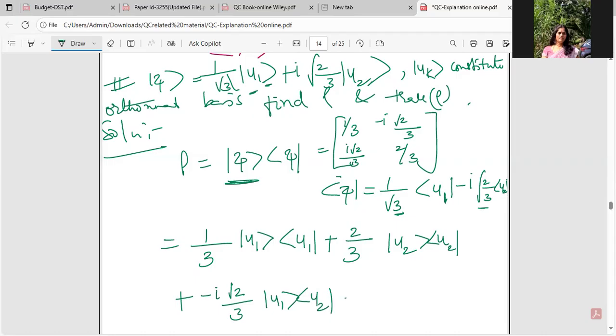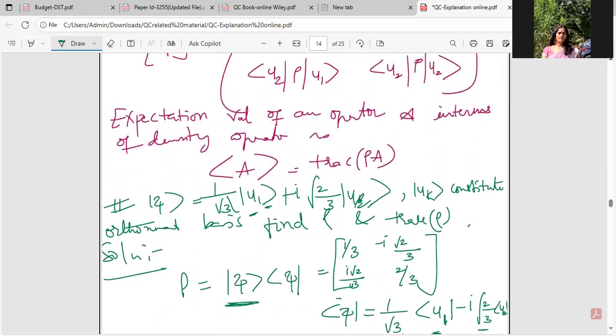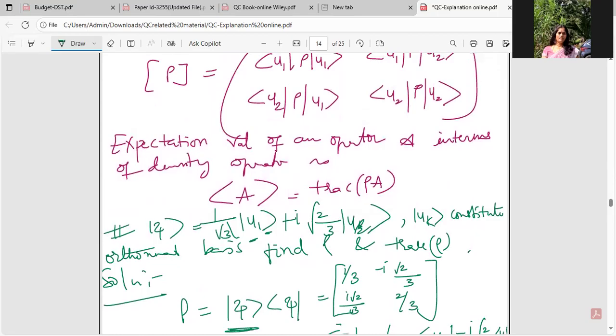Okay, next this one into this value would give me the same thing again, plus i root 2 by 3, the outer product of u2 and u1. If it is orthonormal, the inner product is 0, but nothing is told about the outer product. So you can see the matrix notation once. I have u1u1, u1u2, u2u1, u2u2.